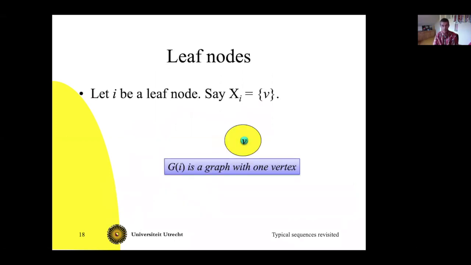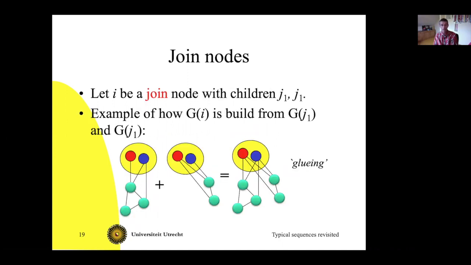So a leaf node is a node with one vertex, and the associated graph is just the graph with one vertex. Now for a join node, we have two children, and all three sets are the same. The graph you associate with the join node is obtained by doing this glue operation, where we identify the vertices in the two bags, and then we glue them onto each other. So I think the picture is probably quite clear here.